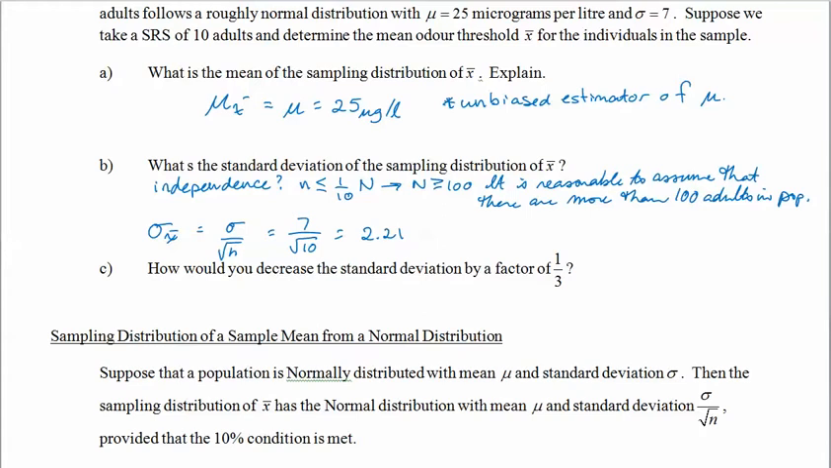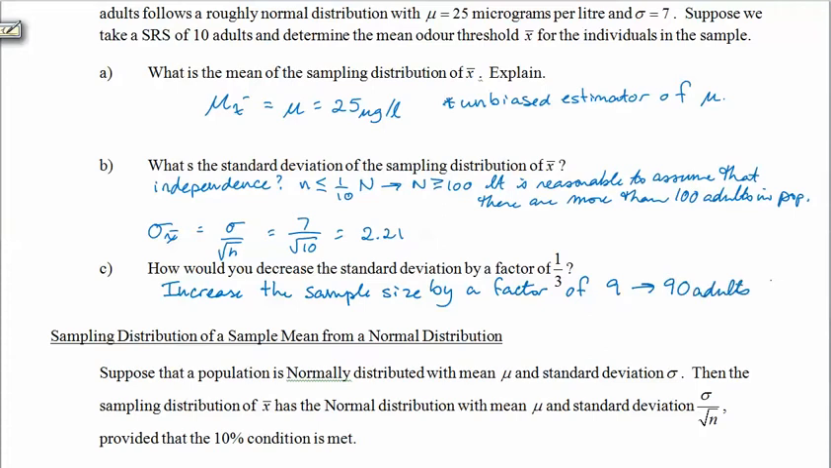How would you decrease the standard deviation by a factor of 1/3? So in this case, we would have to increase the sample size by a factor of 9, which would give us 90 adults. Now, why would it be 9? Well, if you recall, we're dividing by the square root of n, so we need to have 3 squared.